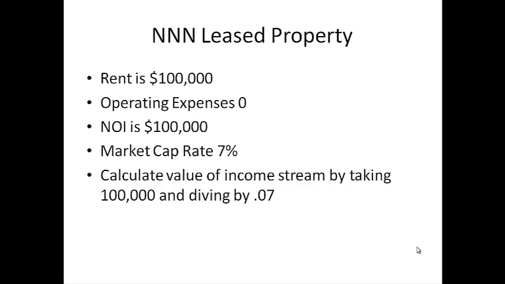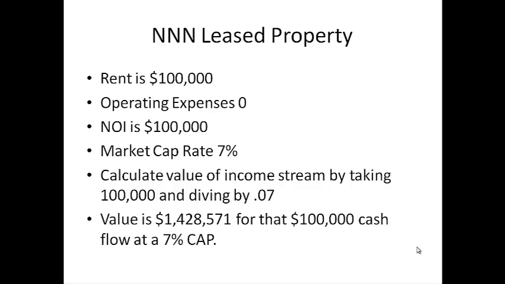So to calculate what a ready, willing, and able buyer can pay for this property to get that 7% return, all you do is take the net operating income and divide it by 0.07. So a ready, willing, and able buyer can pay $1,428,571 for that $100,000 cash flow and get a 7% return.